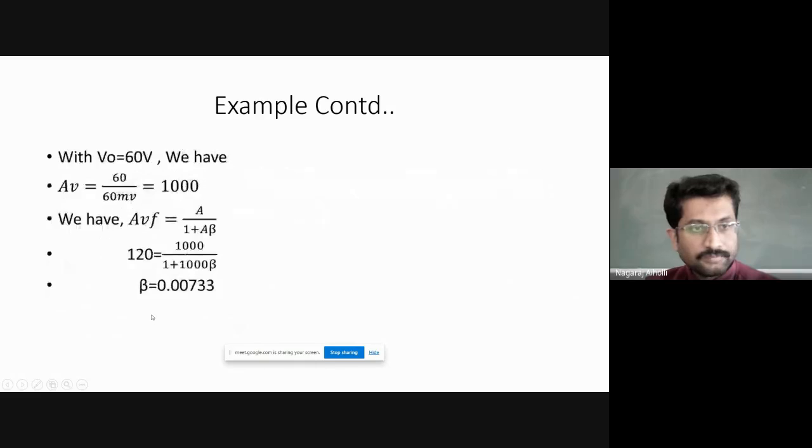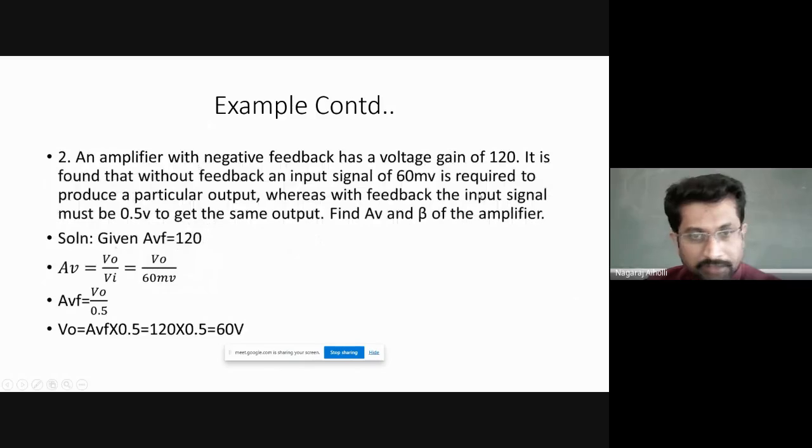Now with V naught equal to 60 volt, because they are mentioning here to get the same output, that is without feedback, whatever input signal you are applying, with feedback you are applying some other input, but the output of both with feedback and without feedback is same. That means AV equal to V naught by VI without feedback, its output voltage is same as that of the circuit with feedback, that is 60 volt.